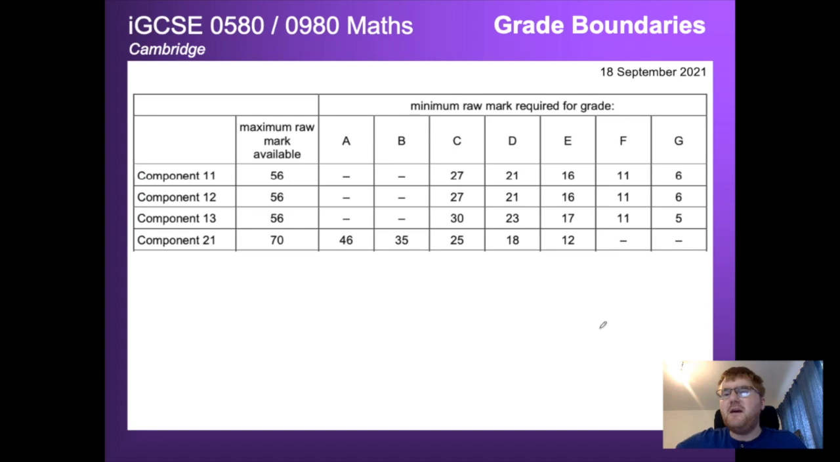And probably what you've been waiting for at the end, okay, what are the grade boundaries for this particular paper? So we looked at component 2.1, so it's out of 70 for this particular paper. You only need 46 marks out of 70 to get an A, you only need 50%, so 35 out of 70 to get a B, and you can see only 25 marks to get a C as well. So this also gives you an idea of what grade you're working at by going through this walkthrough video.